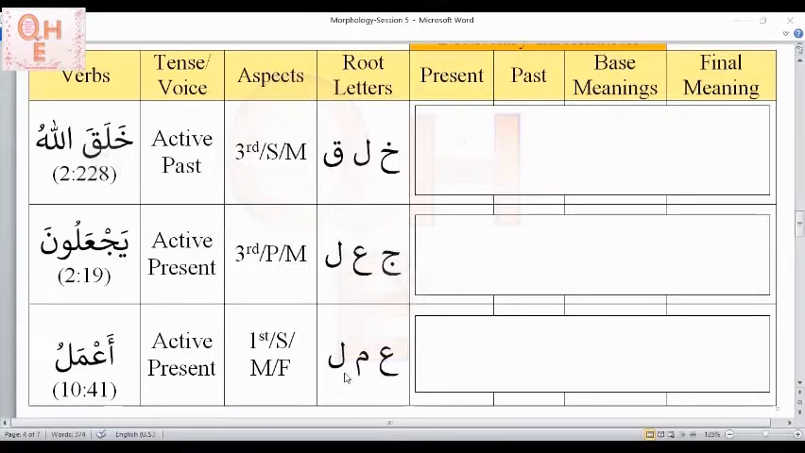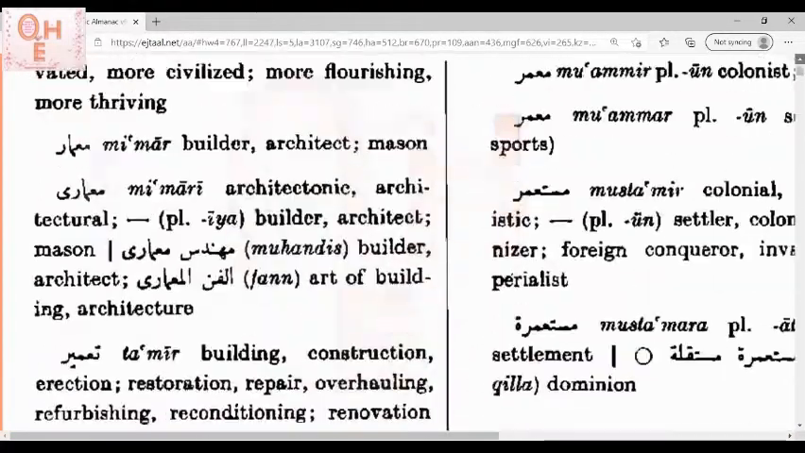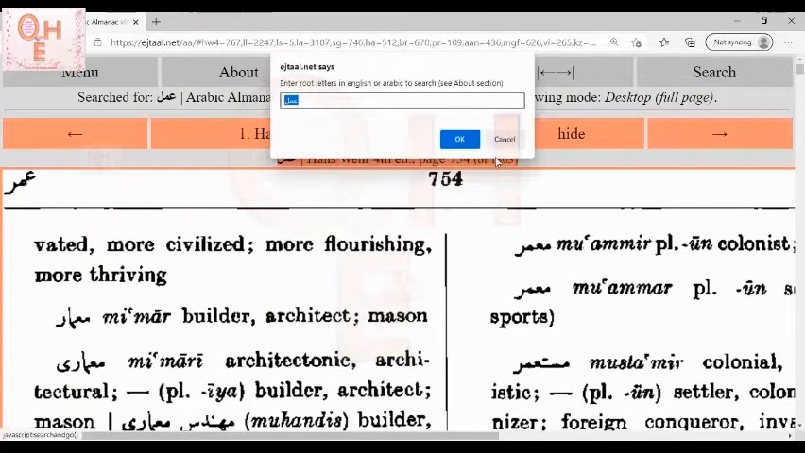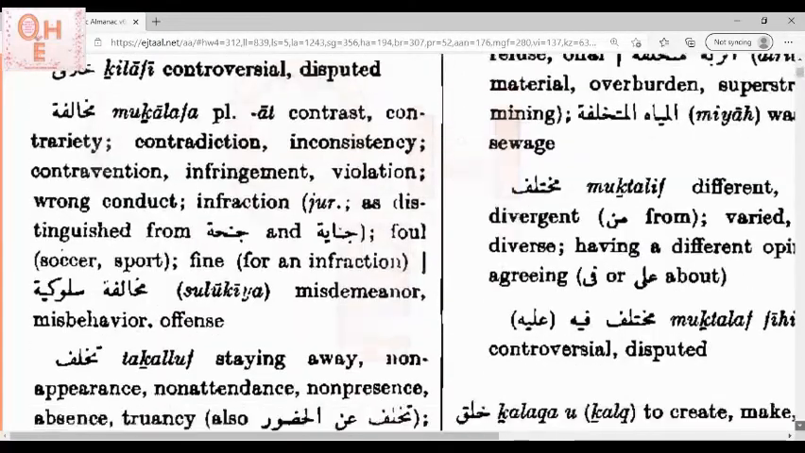Okay. Now we have three sets of root letters: Kha, Lam, Qaf; Jim, Ain, Lam; and Ain, Mim, Lam. What we're going to do now is go to the dictionary and find the patterns for each of these sets of root letters. Okay. So our first root letters were Kha, Lam, Qaf. Okay, let's look for Kha, Lam, Qaf.